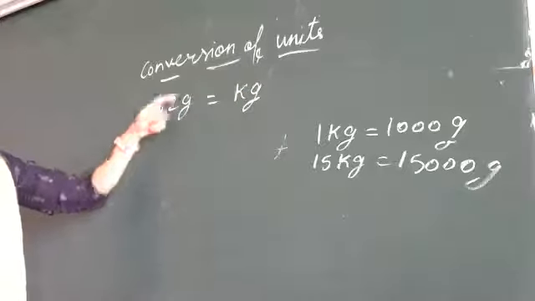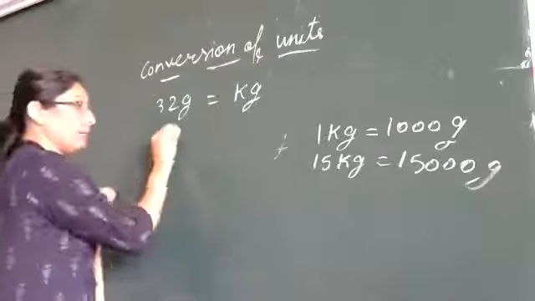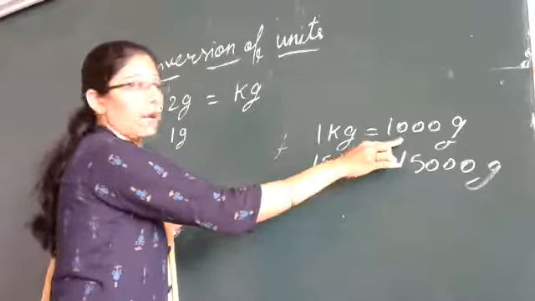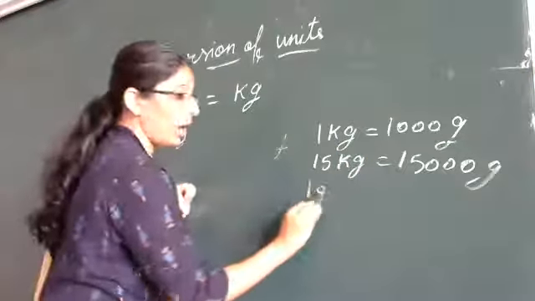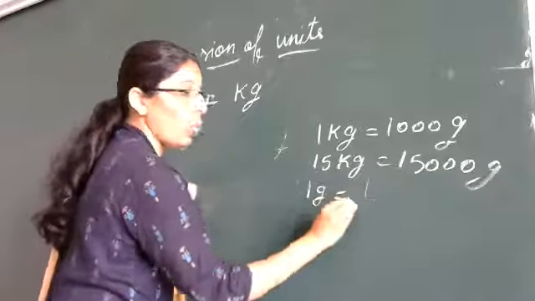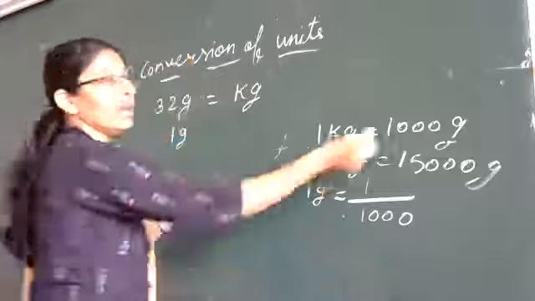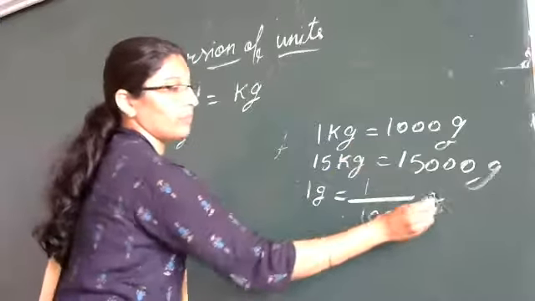Now, 32 gram is given, we have to convert it into kg. So, 1 gram, we know 1 kg is equal to 1000 gram. So, how much is 1 gram? 1 gram is equal to 1/1000. Here it is multiplying and here it is dividing.